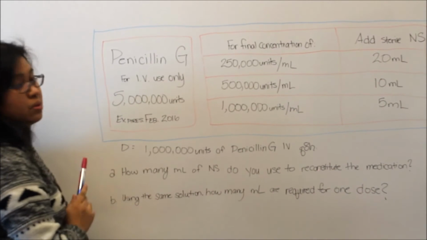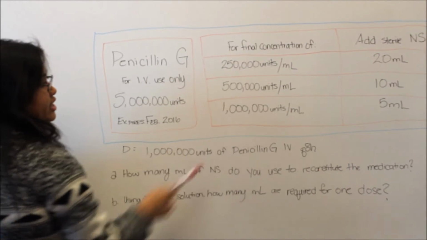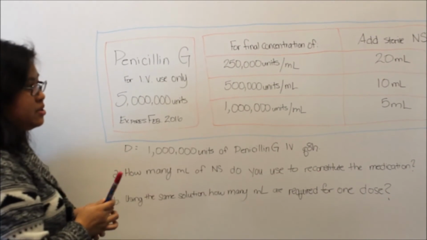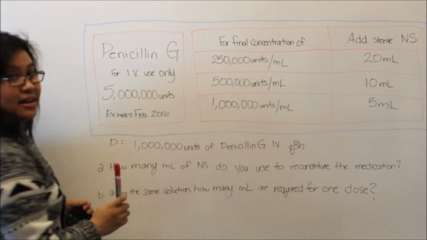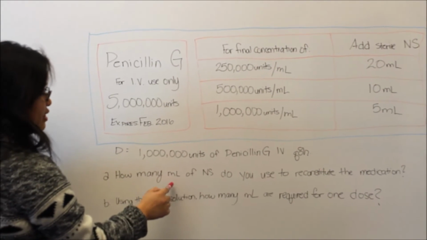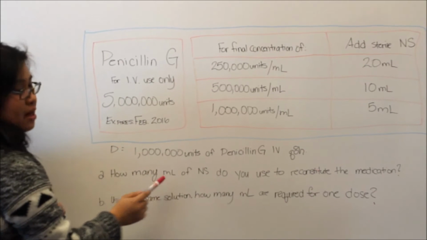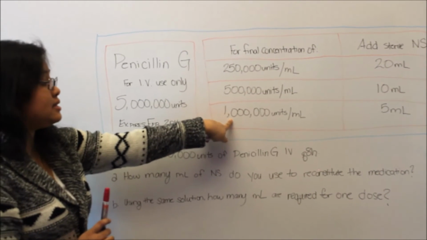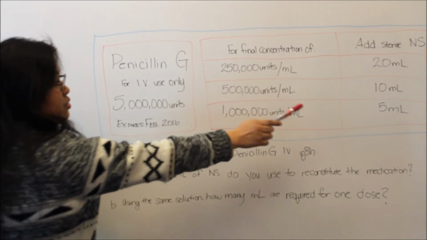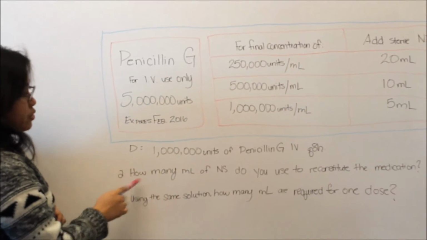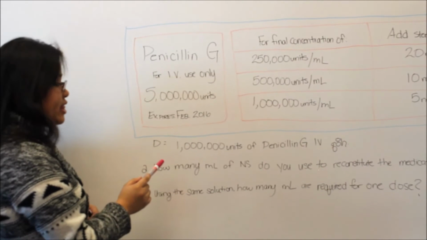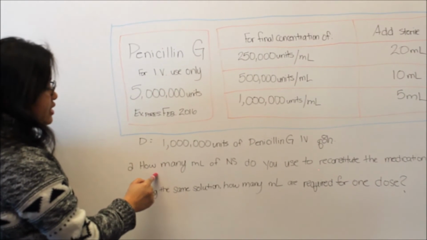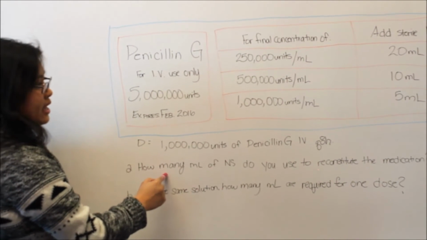If you decide to use this concentration amount, which is 500,000 units per ml, you would add, again, 10 mLs, which would be your answer, 10 ml. For a final concentration of 1 million units per ml, you need to add 5 ml. So if you choose this concentration to work with, your answer for this Part A question is 5 ml.